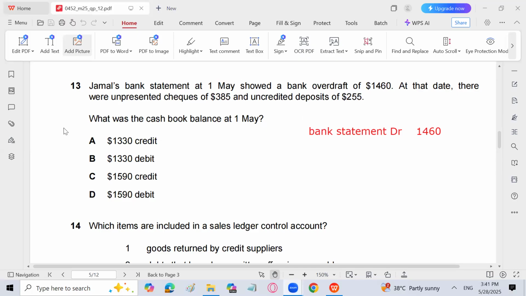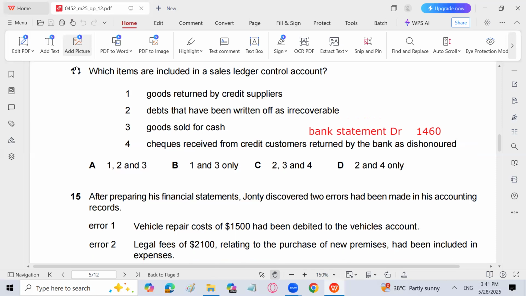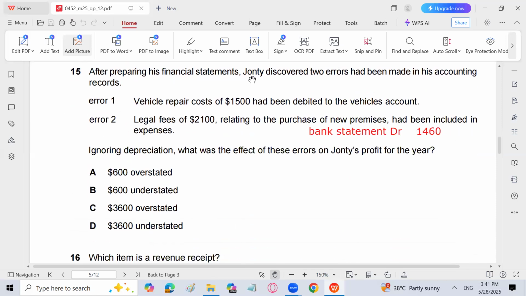Which items are included in sales ledger control account? Goods returned by credit supplier? No. Debts that had been written off as irrecoverable? Yes. Goods sold for cash? No. Cheque received from credit customer returned by the bank as dishonoured? Yes. Cheque dishonoured comes on the debit side. So 2 and 4 is the answer. D is the answer. After preparing his financial statement, Jonty discovered 2 errors had been made in his accounting records.